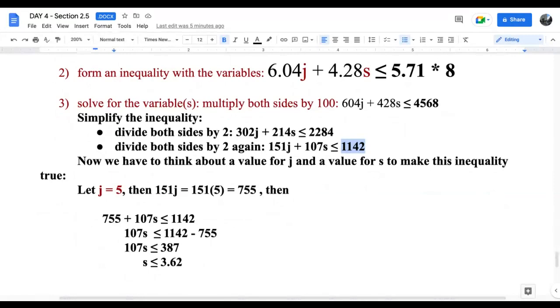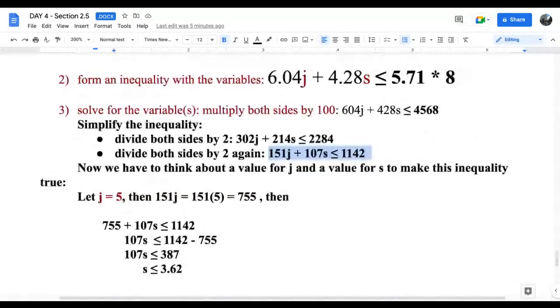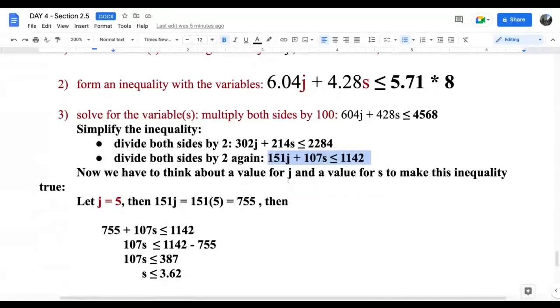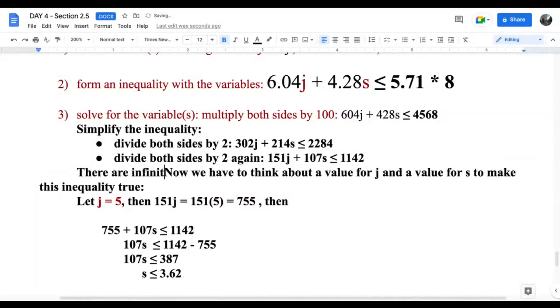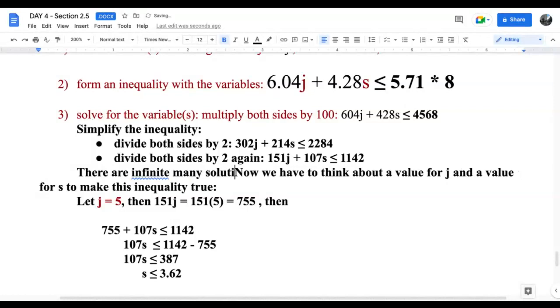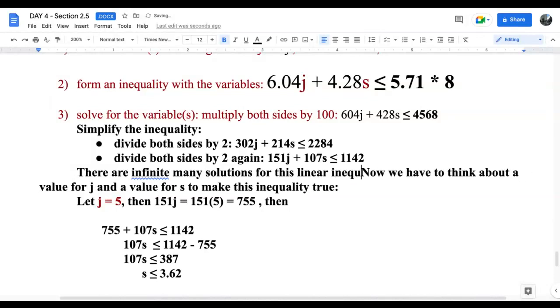Now, there are many solutions for this, right? If we draw this one, we know we can draw a line, and the solutions are less than or equal to, underneath the line. We have infinitely many solutions for this inequality. Maybe we just pick one of the easy ones. Let me write down here: there are infinitely many solutions for this linear inequality with two variables.